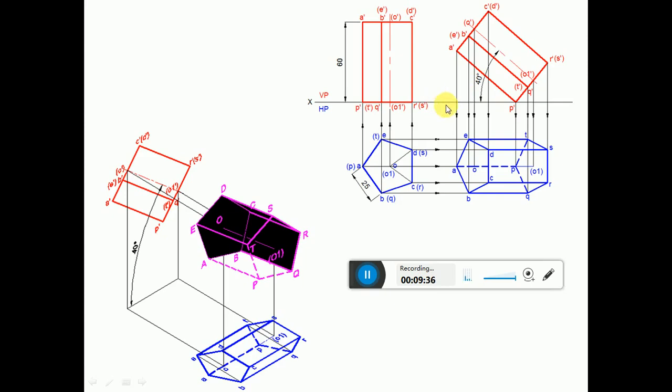Then you measure the length from P dash to Q dash. From P dash you cut an arc on this to get this point Q dash and P dash. Similarly from A dash you cut this point, you will get this B dash and E dash. Then again you measure the length from P dash to O1 dash. From P dash you cut an arc on this to get this point O1 dash. Similarly from A dash you do the same thing to get this point O dash.